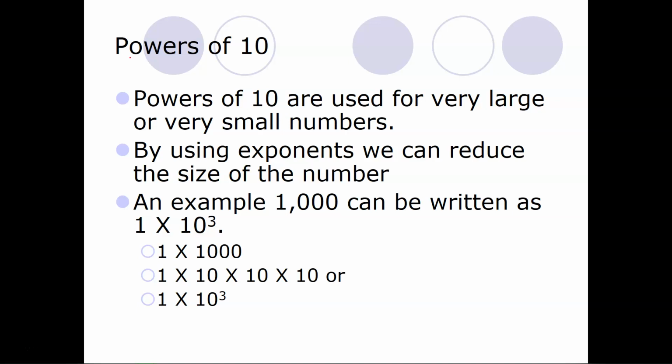Okay. So powers of 10 are useful for very large or very small numbers. Using exponents, we can reduce the size of the number. So I can take 1,000 down to 1 times 10 to the third. Now, before I go any further, how many of you know anything about the metric system? Anybody at all? So some of y'all might remember that King Henry danced merrily drinking chocolate milk. Y'all remember that old rhyme?